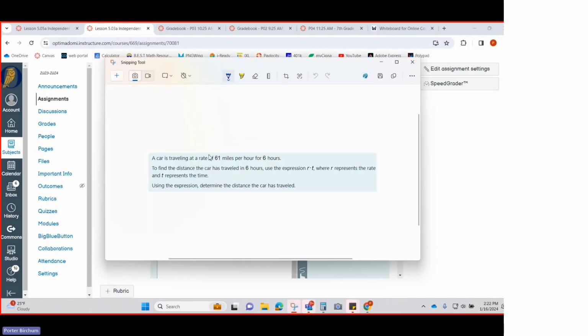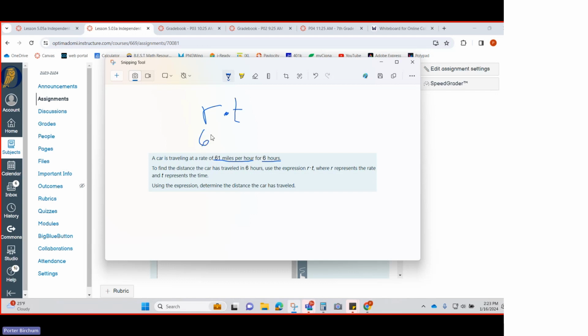A car is traveling at a rate of 61 miles per hour for 6 hours. To find the distance the car traveled in 6 hours, use the expression RT, where R is the rate and T is time. So R is rate. So we do R times T. Rate, we learned about that with ratios. So 61 miles per hour is the rate. It's like how fast you're going. And 6 hours is the time.